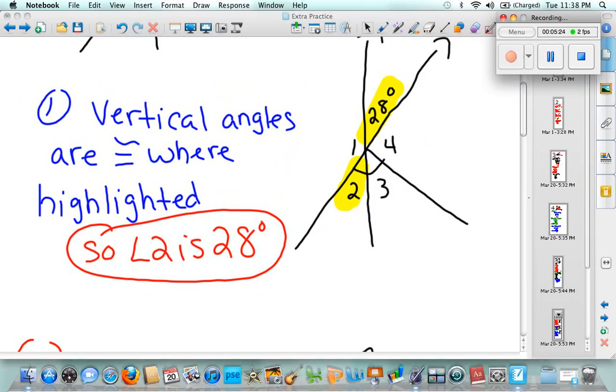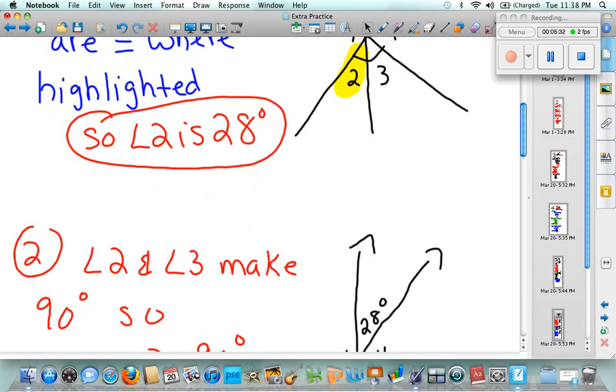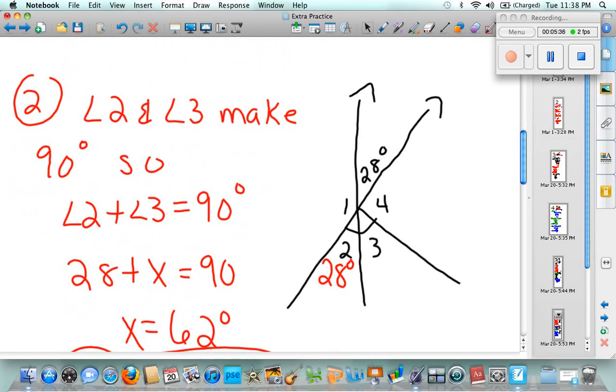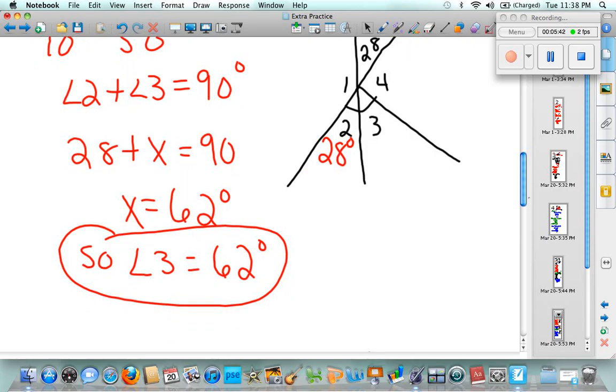In this problem, I've marked our vertical angles. Vertical angles are congruent, so that's how we get angle 2 is 28 degrees. Angle 2 and angle 3 make 90 degrees, so they're called complementary. Okay, complementary add up to 90 degrees. So we get 62 degrees in the end.